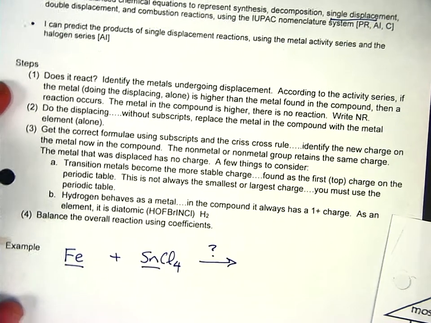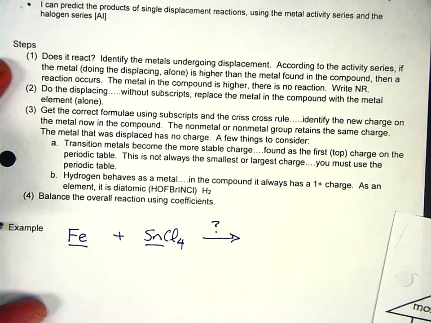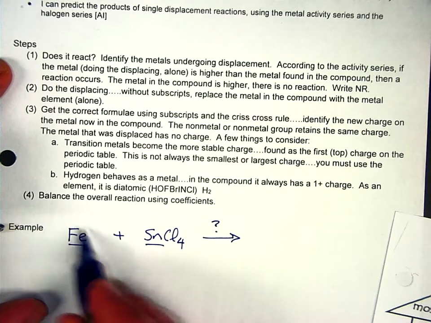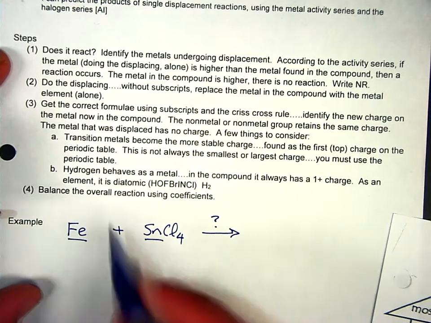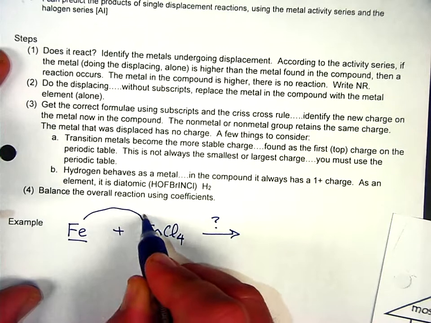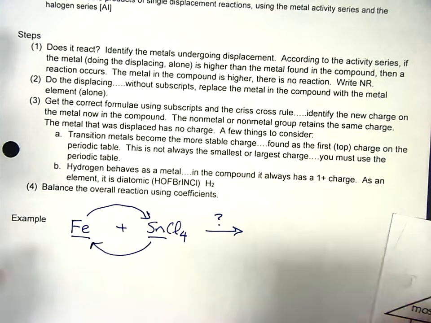that could be displacing each other. Here we're dealing with cations, so it should be the first part of the compound, and then also the element that's on its own. The metal that's on its own should also be a metal. So these guys are possibly going to be doing some displacement. That's the key thing.